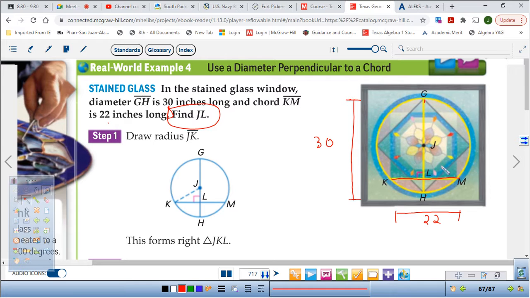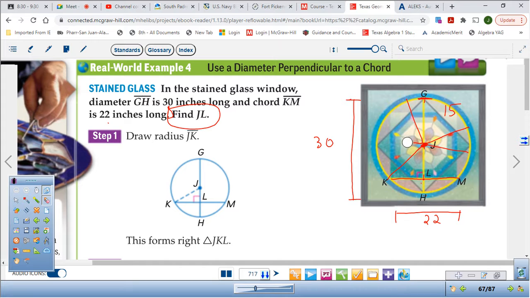Find JL. Where's JL? From here to here. Okay, this is not too bad. Let me just show you what they're asking you to do. From here to here is 30. Do you agree? So from here to here is 15. But guess what else is 15? From here to here's 15, here to here's 15. How do you get that, sir? Well, the distance from the circle to the center is 15, right? The distance all the way across is 30. So all these things here are what? 15. The radius is 15.